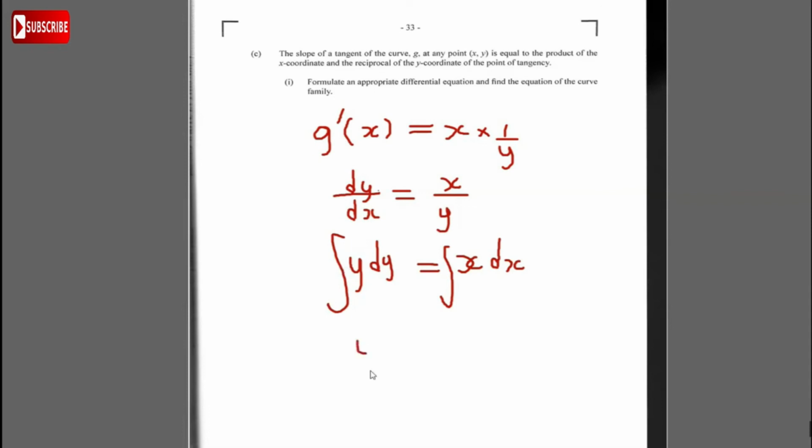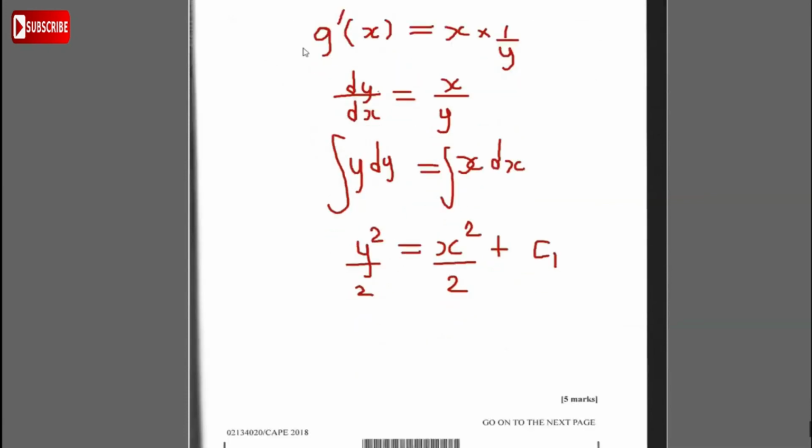The integral of y is y squared. That's equal to the integral of x, which is x squared, and I forgot to divide by 2. Divide by 2 plus some constant c. I'm going to call it c1 for now because I'm not finished yet. Now I'm going to make y the subject by multiplying through by 2. I get y squared is equal to x squared plus 2c1.